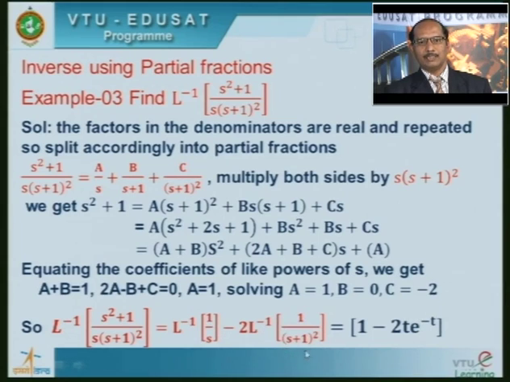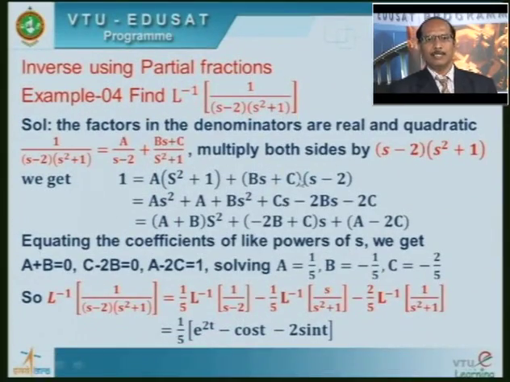Because s is replaced by s plus 1, we get e raised to minus t. The a value is minus 1, as s is replaced by s minus a, which is minus 1 here. So, its final inverse transform is 2 into t into e raised to minus t. So, in this way the partial fractions for repeated linear factors are obtained.